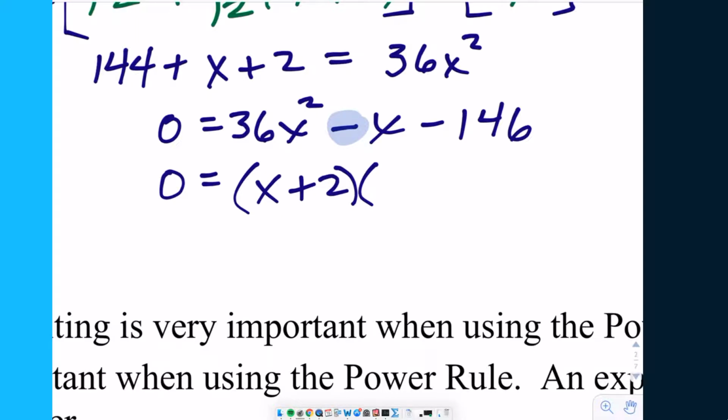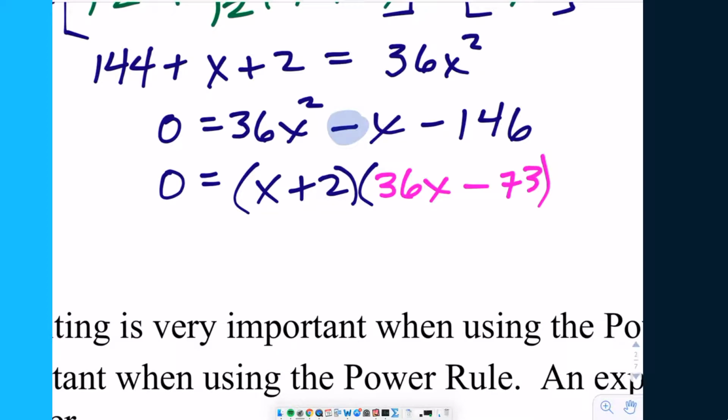And now you can force the other factor. I have an x, and I need to get a 36x squared, so that other factor's got to be what? 36x, right? And to get from a 2 to a negative 146, I need to multiply by negative 73. Now, all you got to do is check to make sure it works. On the inside, you're going to get a positive 72, and on the outside, you get a negative 73. That adds up to give you negative 1. Pretty impressive. So that was kind of important to realize that you already had one of the solutions.